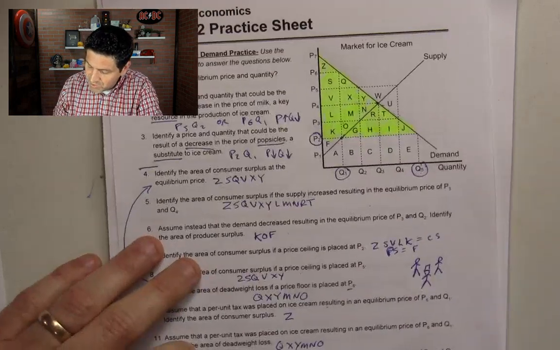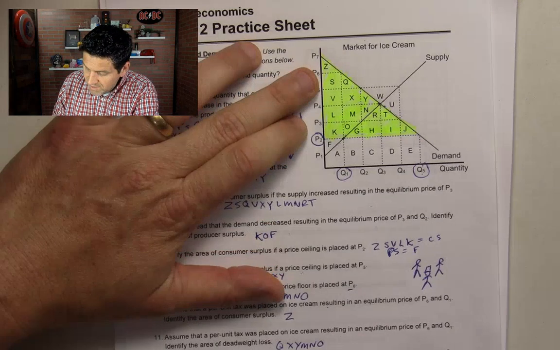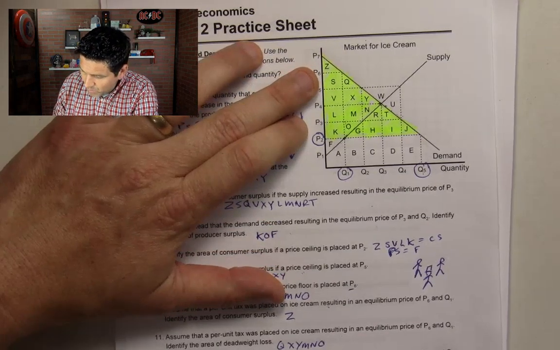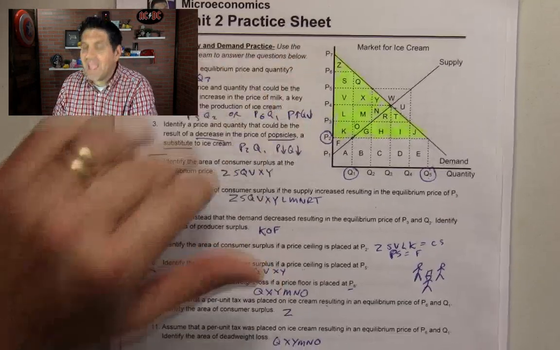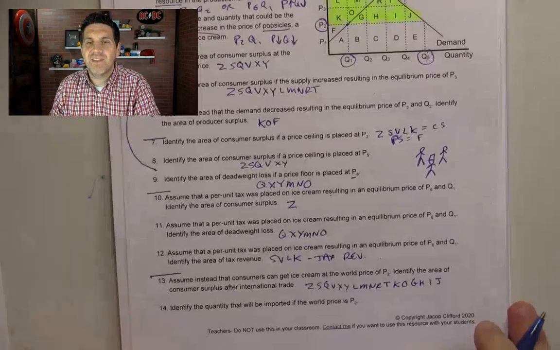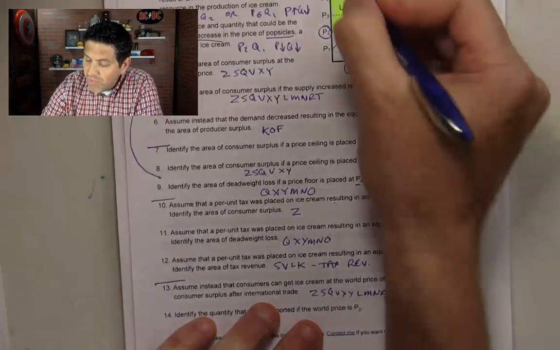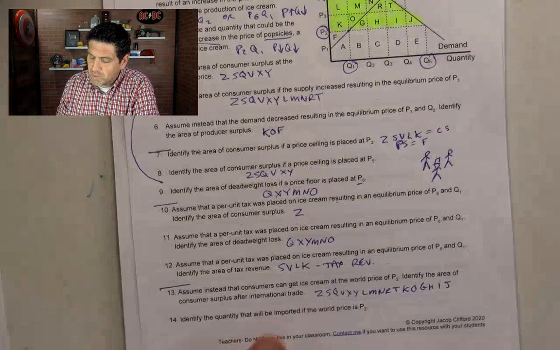Now to answer the question, let's write all those letters out. Z, S, Q, V, X, Y, L, M, N, R, T, K, O, G, H, I, J. L, M, N, O, P. Oh, you didn't even see me write it. So this whole area represents consumer surplus.